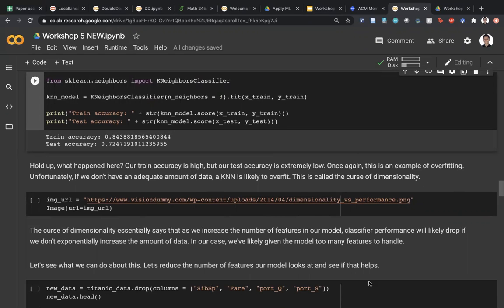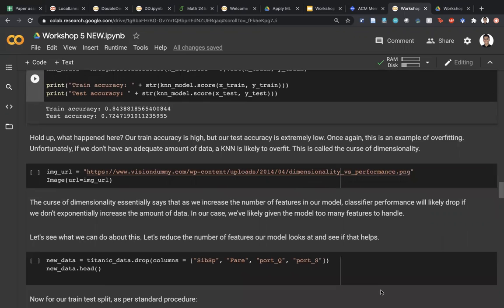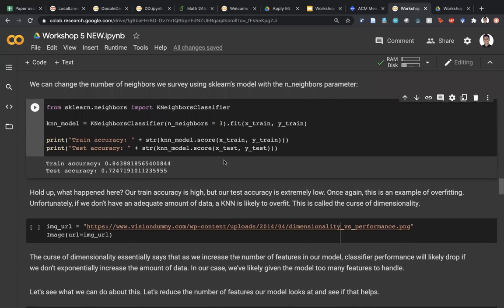So are the terms K and N used interchangeably? No, I should have said K. My bad. Was I saying N? My bad if I was saying N. It should be K. Sorry about that, guys. Good catch. Thanks for that. Okay.